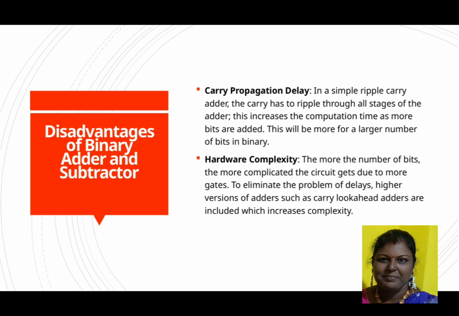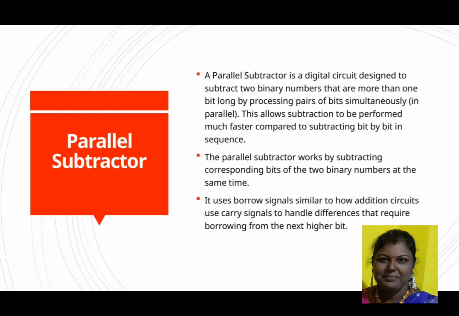Let's talk about the parallel subtractor, a digital circuit built to subtract 2 binary numbers that are multiple bits long, all at once. Instead of subtracting bit by bit, it processes pairs of bits in parallel, which makes the operation much faster. It works by subtracting corresponding bits simultaneously, using borrow signals to handle cases where borrowing from the next higher bit is needed, much like how addition circuits use carry signals. This approach speeds up subtraction significantly.